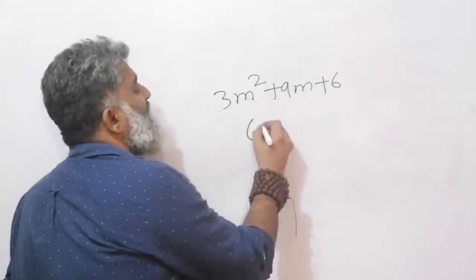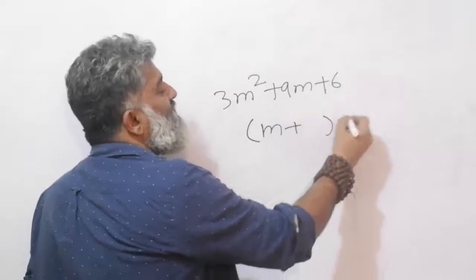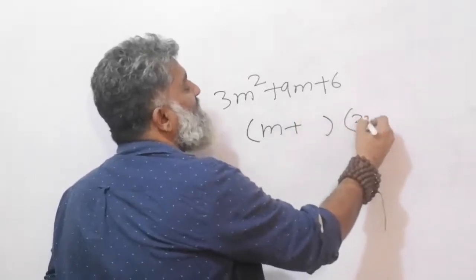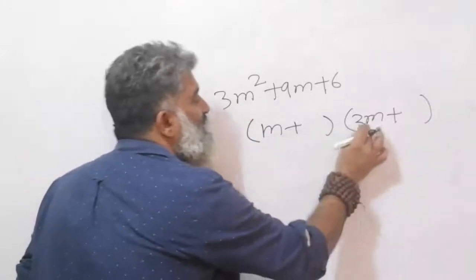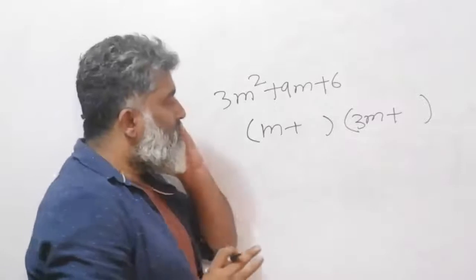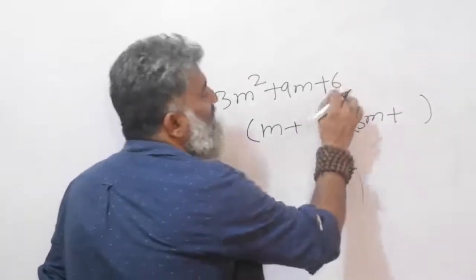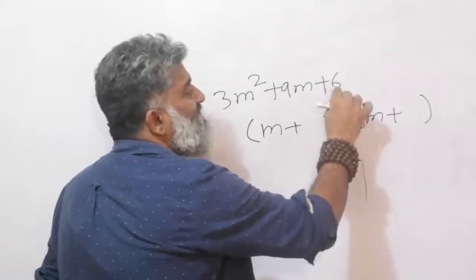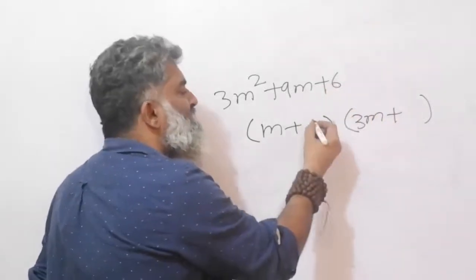So I say, okay, m plus something, I do not know, is going to be positive only, and the other is a 3m plus something. So this m into m, my 3m square is definitely sorted out. And now let's think about the 6. The 6 could be a 1 and a 6 or a 2 and a 3. So just build your story.